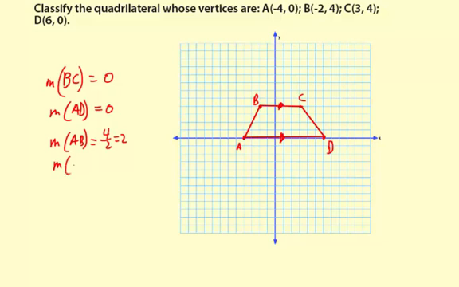Now the slope of CD, let's see, that one goes down 4 and right 3, so it's -4/3. Now 2 is not equal to -4/3. So the slopes of AB and CD are not the same, so it's not a parallelogram. It's definitely just a trapezoid. So I'm going to say trapezoid.